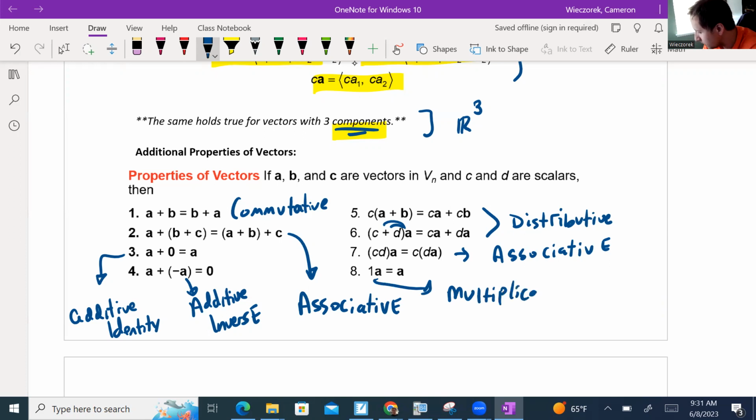So again, these are, I would say, all properties that are probably pretty obvious, or that shouldn't surprise you. But really, I'm not gonna quiz you on these properties with just the vectors. I'm gonna make you do them with some algebra.